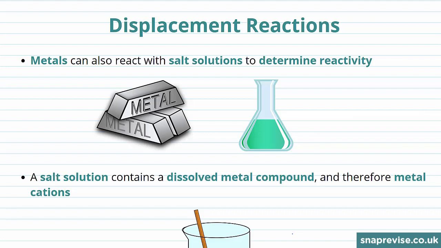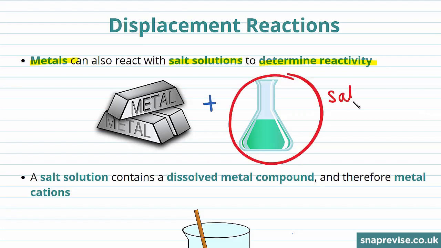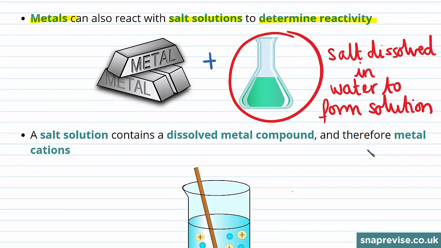As well as carrying out reactions between a metal with acid or water, we can also look at the reaction between a metal and a salt solution to determine the reactivity of that metal. To do this reaction, we take the solid metal and react it with the salt that's been dissolved in water in order to form a solution.